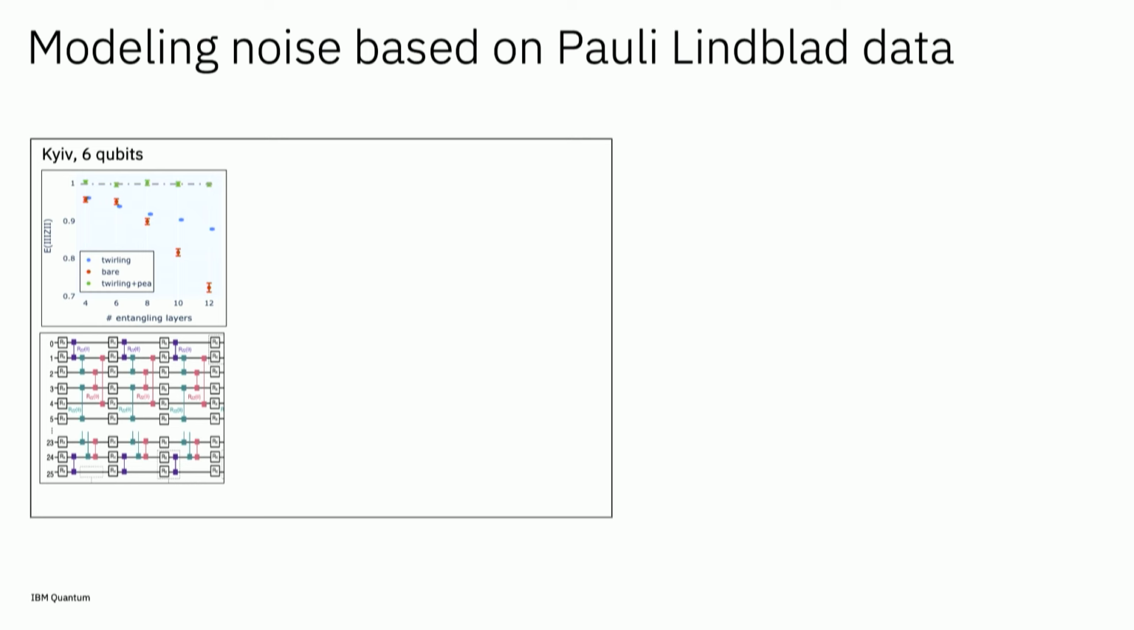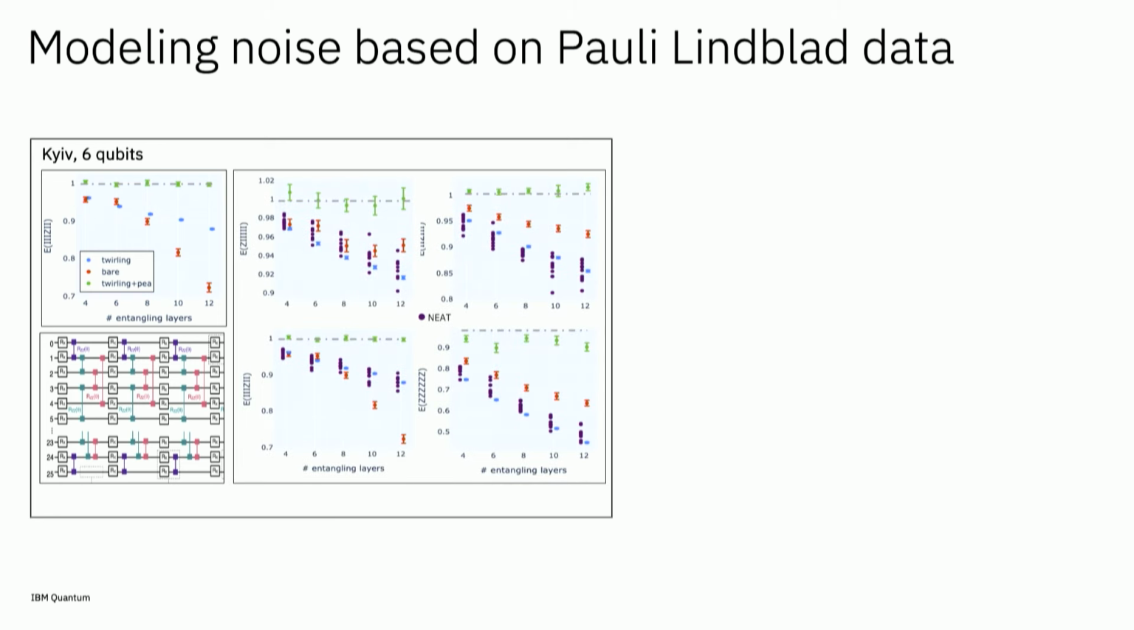Again, we took the same experiment, and if you look at the PEA and twirling results, the green dots there, all of those experiments seem to have gone well because they are all around 1. So we took the noise that was learned for that experiment and injected it into NEAT, telling NEAT to start using it for the simulators. Now we see that for all the observables, the blue points and the purple points are aligned. So this is telling us that the experiment went well.